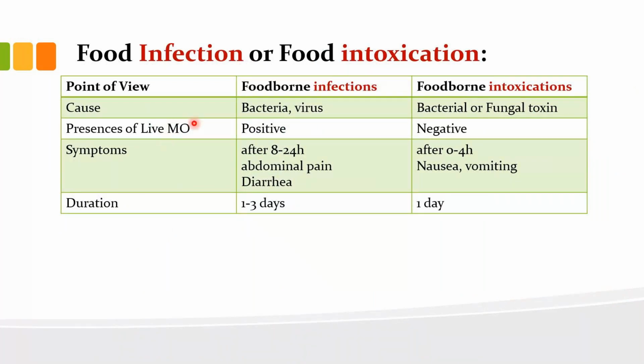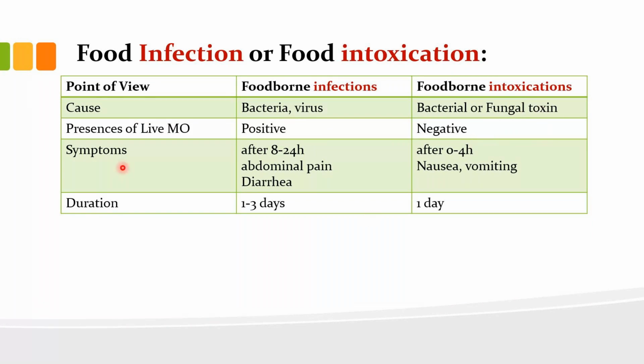The food infection and food intoxication have some differences. The cause of foodborne infection is bacteria or virus. In case of intoxication, it is the toxin of the fungus or the bacteria. In foodborne infection, the microorganism is present, and you can see it in the specimen if you take a specimen from the GIT of an infected patient. In case of intoxication, it will be negative.